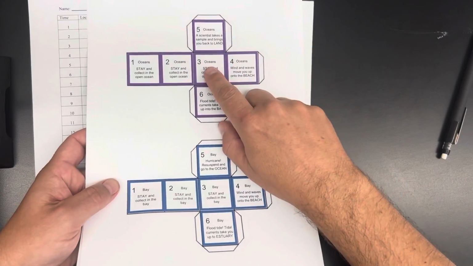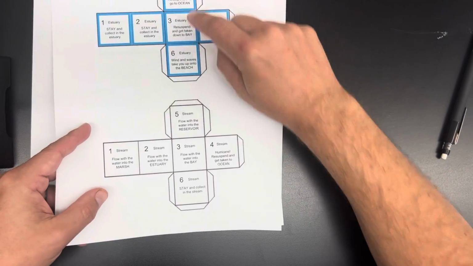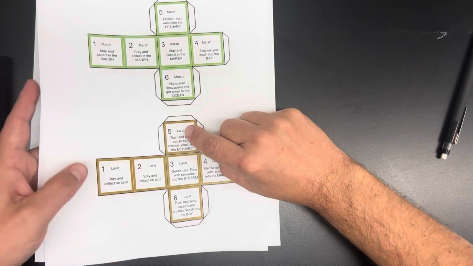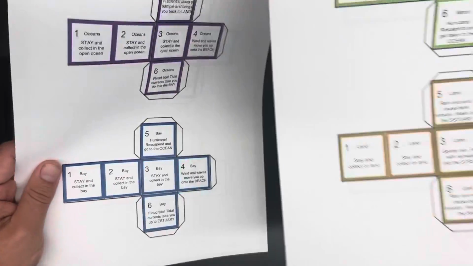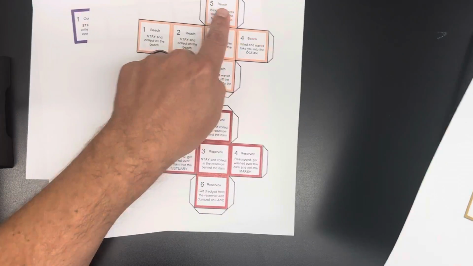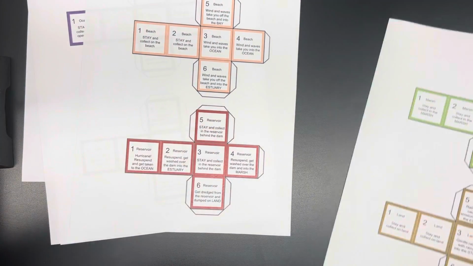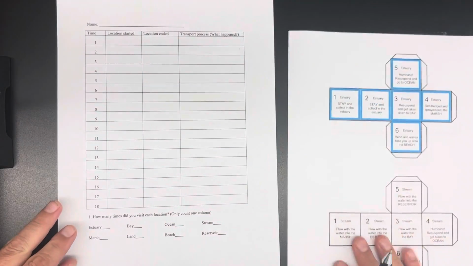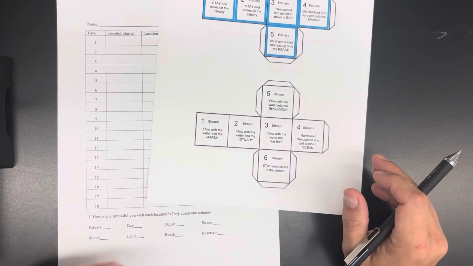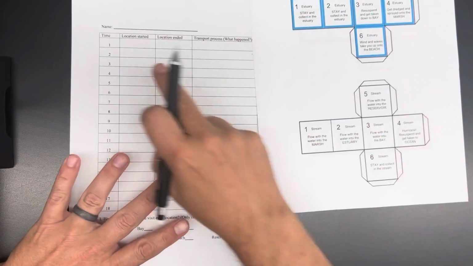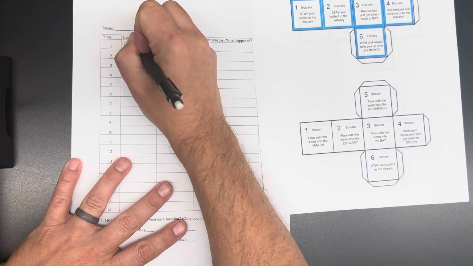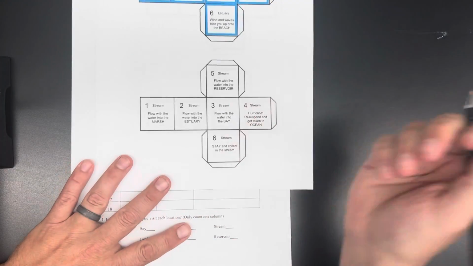So anyways, these are the oceans. This is the one for the bay. This is the one for the estuary, for the stream, for the marsh, for the land, and for the beach and for the reservoir. So you get to choose where you start. For me, I'm just going to use the example that I had mentioned before. I'm going to say we're going to start in a stream. So you're going to pick this first one, just this first time, stream. And then you roll your die.